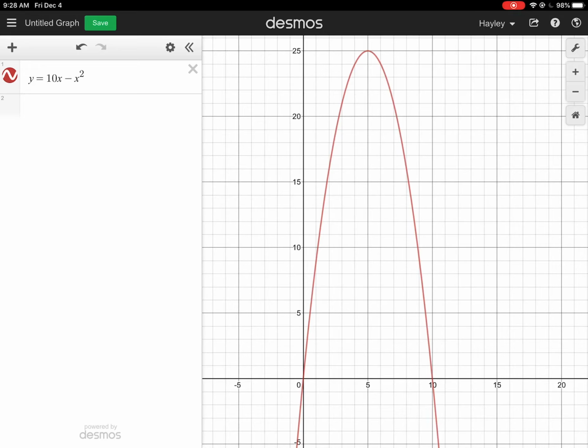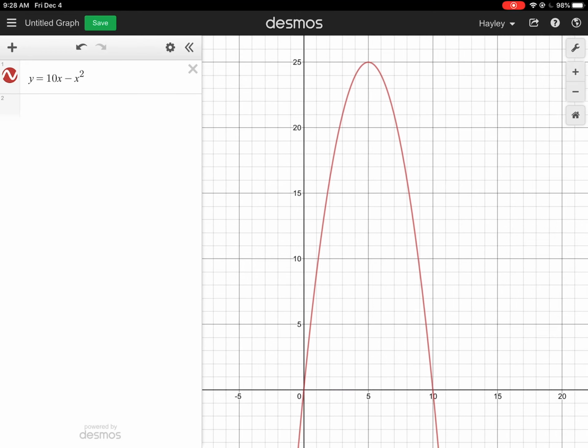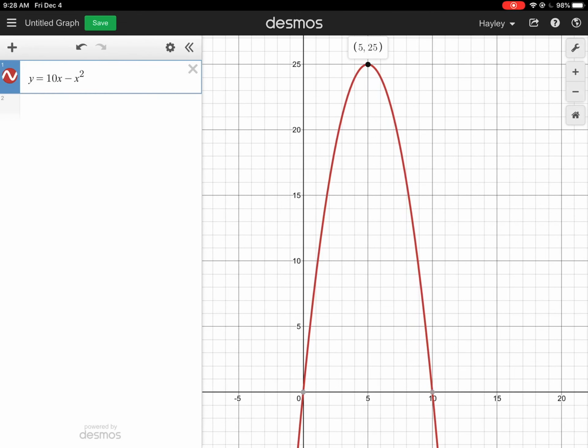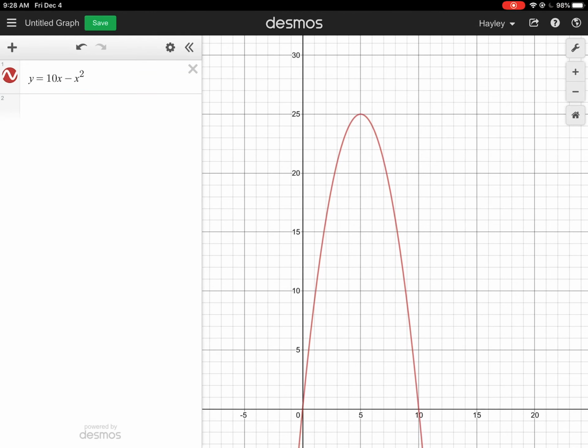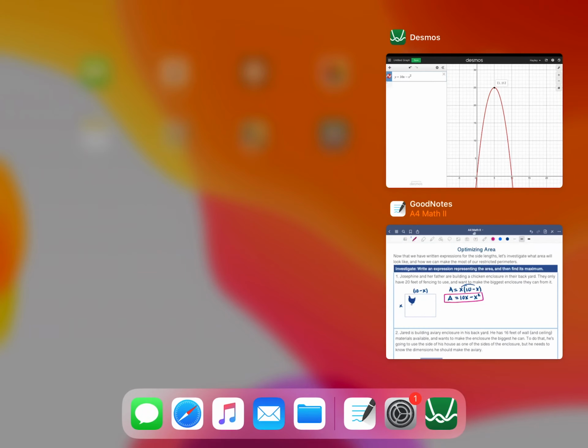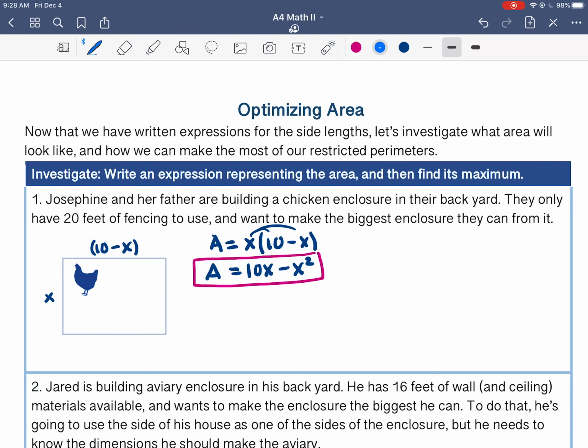I wish I could draw on this, but I cannot. So I will draw a picture on our notes of this quadratic graph. I just want us to take note that the maximum here, the vertex, is at 525, and we'll talk about what that means in a second. So we're going to switch back, and I'm going to draw this quadratic.